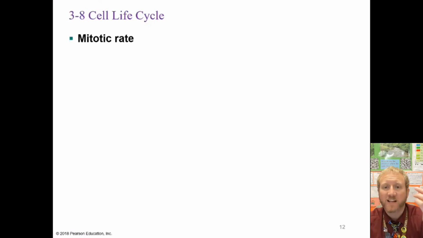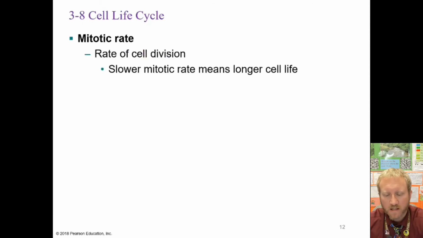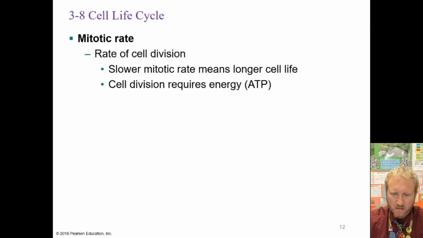A couple of things, the mitotic rate, that's basically how fast mitosis is taking place, and therefore how fast cellular division is taking place. A slower mitotic rate, so a lower number of divisions, means a longer cell life, because you're going to reach that maximum number of divisions less quickly. Because remember, programmed cell death is determined based on the number of divisions. So the faster you divide, the more quickly you're going to hit that, and so the shorter your cellular lifespan is.